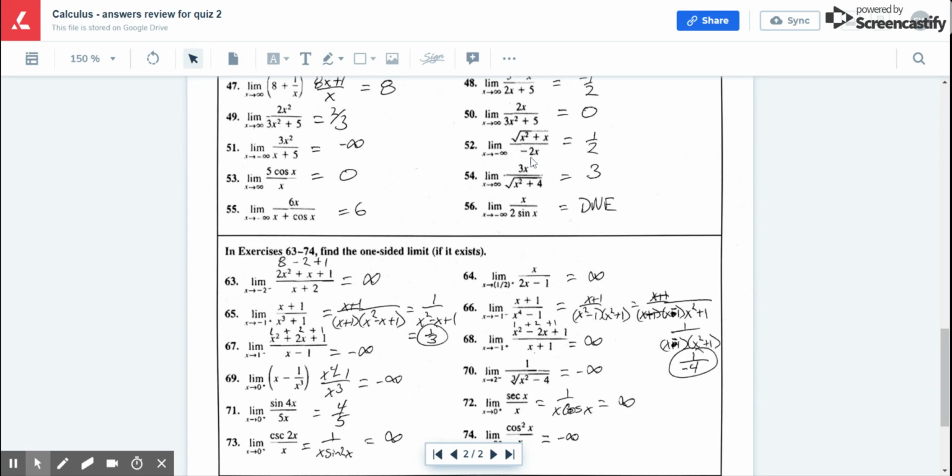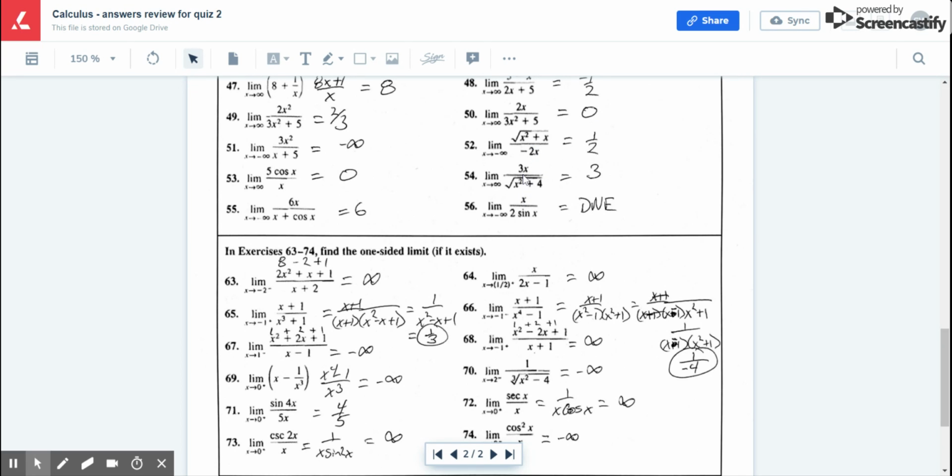Now this one is slightly different. Notice I got a positive 1/2 instead of a negative 1/2. That is because anything I put into the top, when I take the square root of it, is going to be positive. And when I plug in to the bottom, since it's a negative infinity, that would turn that into a positive 2. So that's how we ended up with a positive 1/2. You got to be careful with the square roots because those are the ones where the signs can be different.